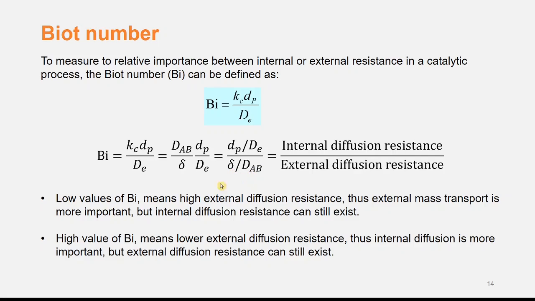Thus, if the Biot number is low, that is, if it's less than 1, then the external resistance is greater and therefore more important than internal resistance, though there can still be some internal resistance. Similarly, if the Biot number is greater than 1, then the internal resistance is more important.